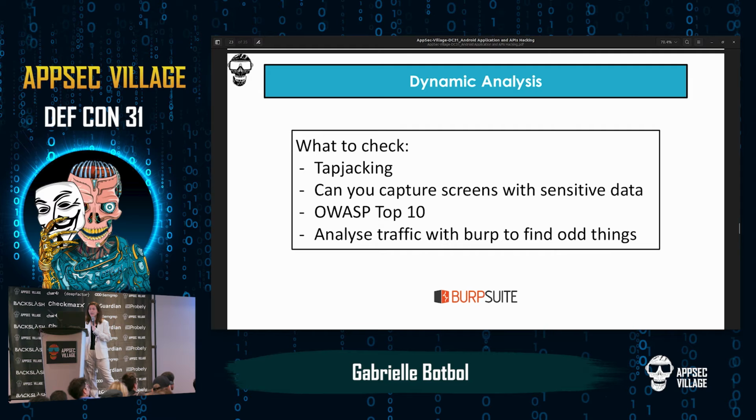So what to check during the dynamic analysis? This is the part where we are going to intercept the traffic with Burp and analyze it. This is the phase where we are going to check also for tab jacking. It's a clickjacking equivalent, but in mobile apps. Are you able to capture screens that contain sensitive data? Also check the OWASP top 10. But I'm going to show you some examples.